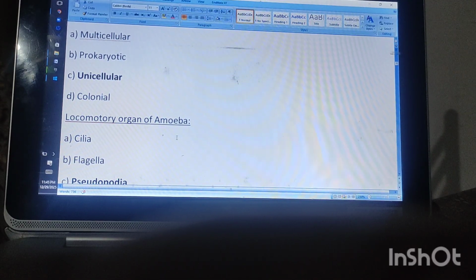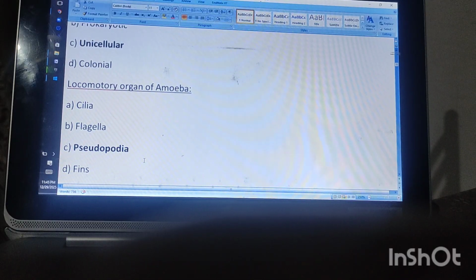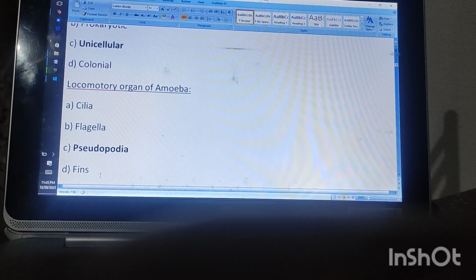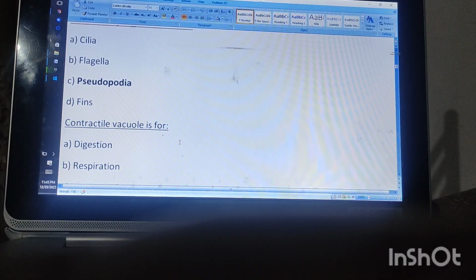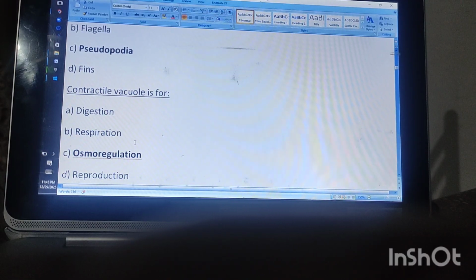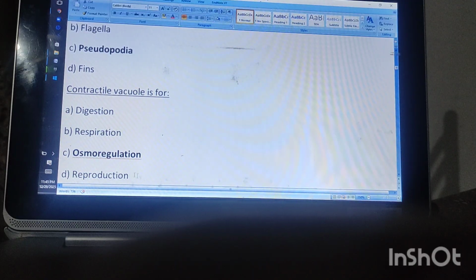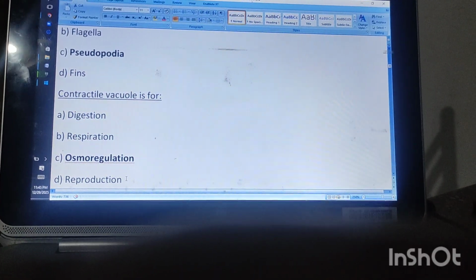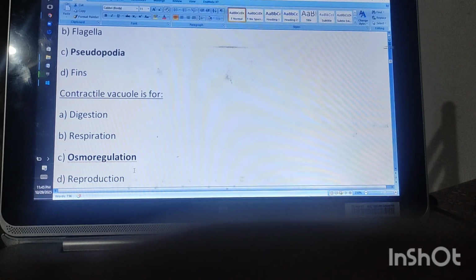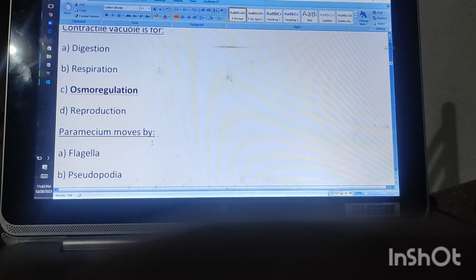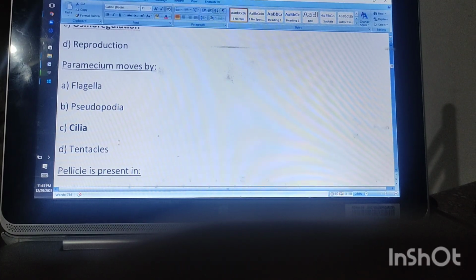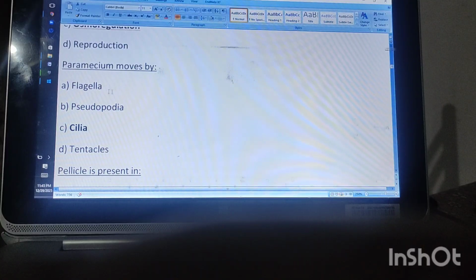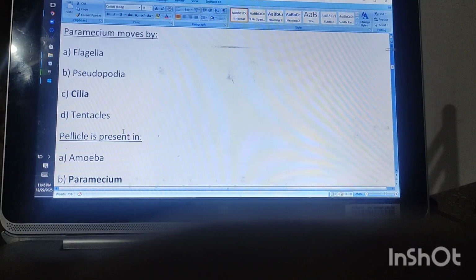Locomotory organ of amoeba: cilia, flagella, pseudopodia, and fourth one we have fins. Correct one is pseudopodia. Contractile vacuole is for digestion, respiration, osmoregulation, and fourth one we have reproduction. Correct one is osmoregulation. Paramecium moves by A. flagella, B. pseudopodia, C. cilia, D. tentacles. You know well, cilia are present in paramecium.